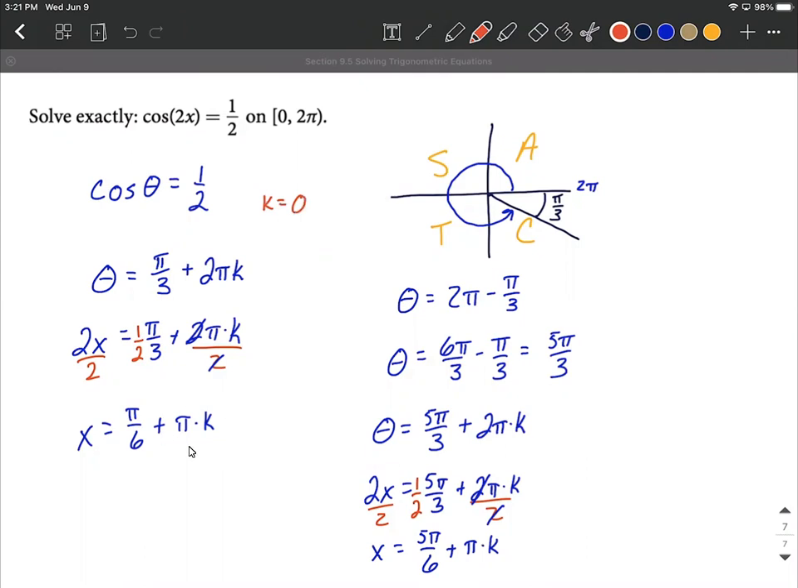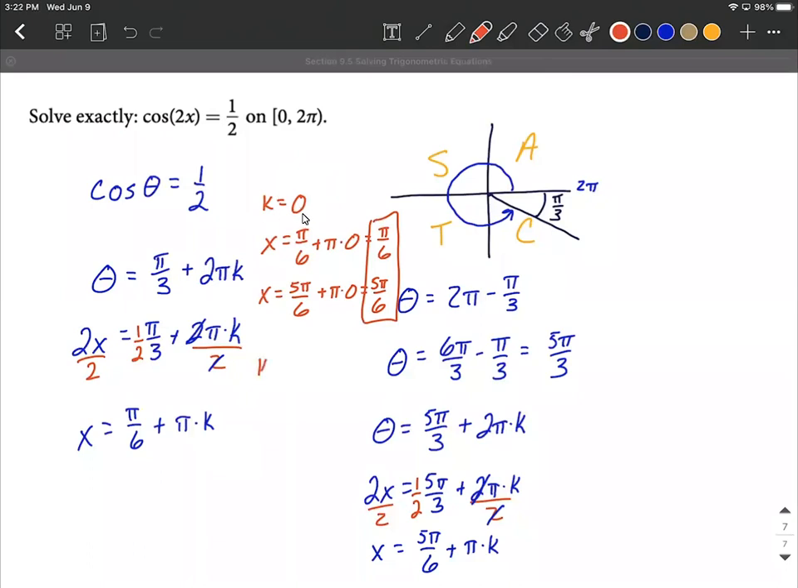So as I fill in k equals 0 into this left equation, we get x equals pi over 6 plus pi times 0, which is just going to give us pi over 6. And then very similarly on the right-hand side, we have 5 pi over 6 plus pi times 0, which is going to be 5 pi over 6. These are two solutions. They both fit between 0 and 2 pi, but there may be more. Here's how we tell if there are going to be more. We plug in different integers.